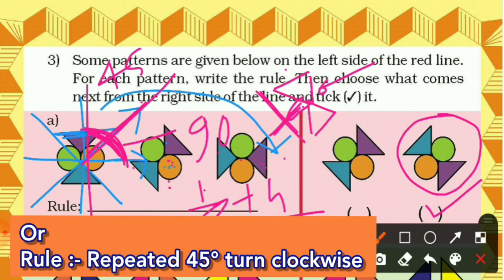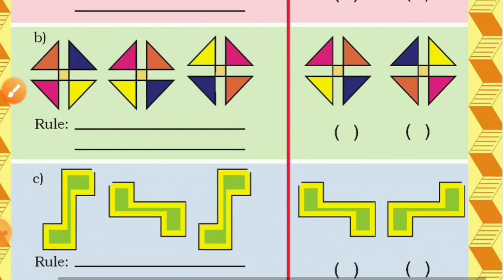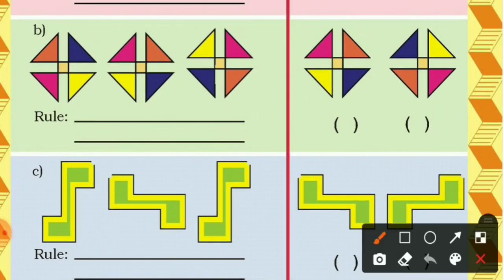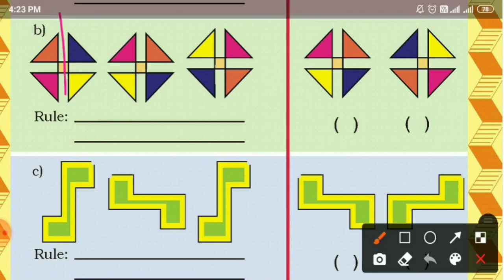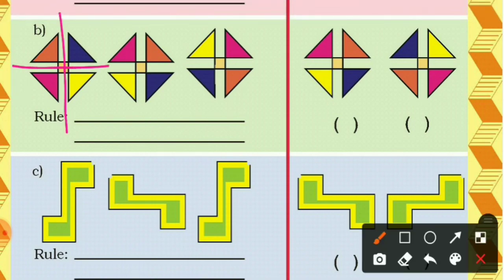So we can write: turning 45 degrees clockwise each time. Now come to the second picture. In the second picture you can see the first picture. Here we have four triangles in orange, blue, yellow and pink color. In the second picture, what is happening? First you have to divide it for your understanding, because generally a picture is turned in its half or 1/4 turn. So now come to the second one.